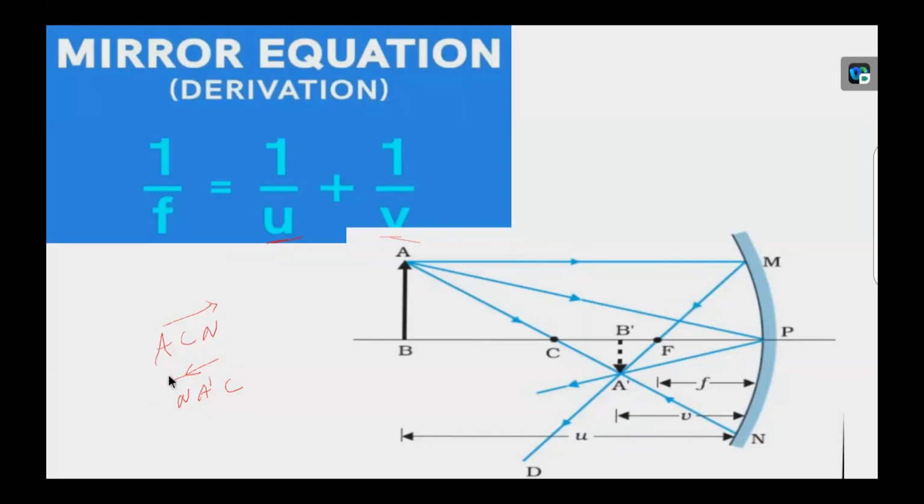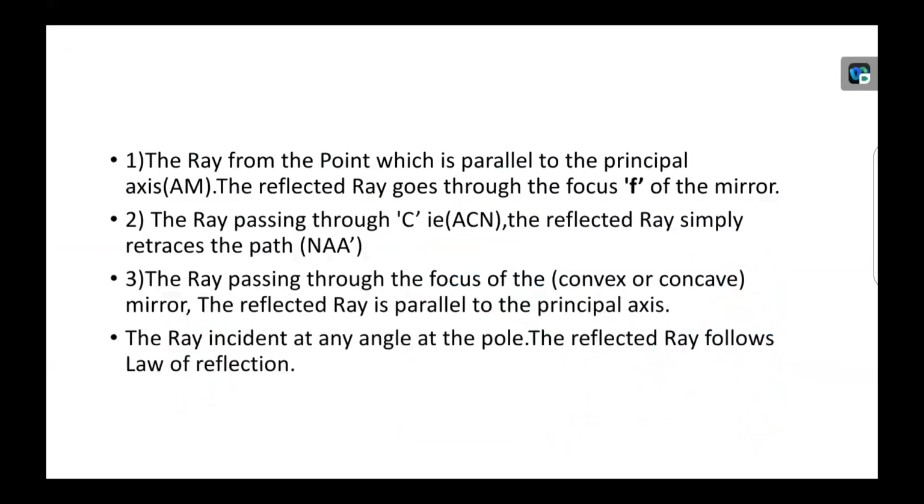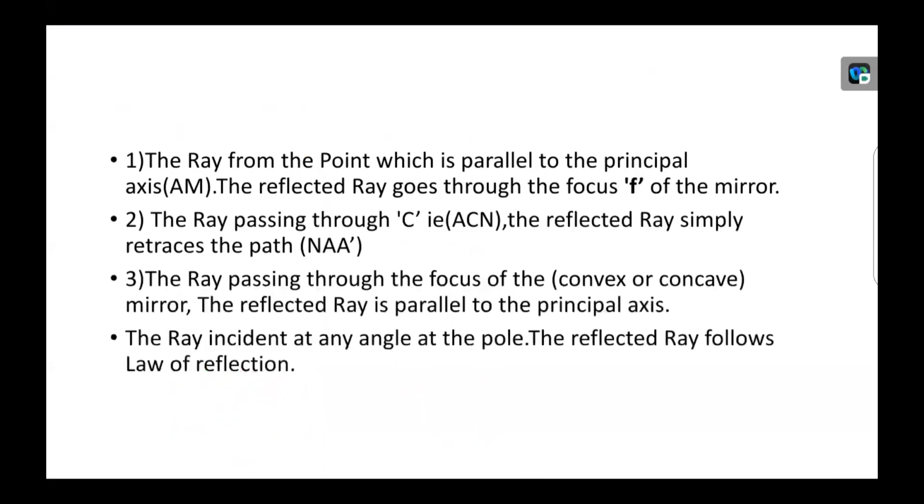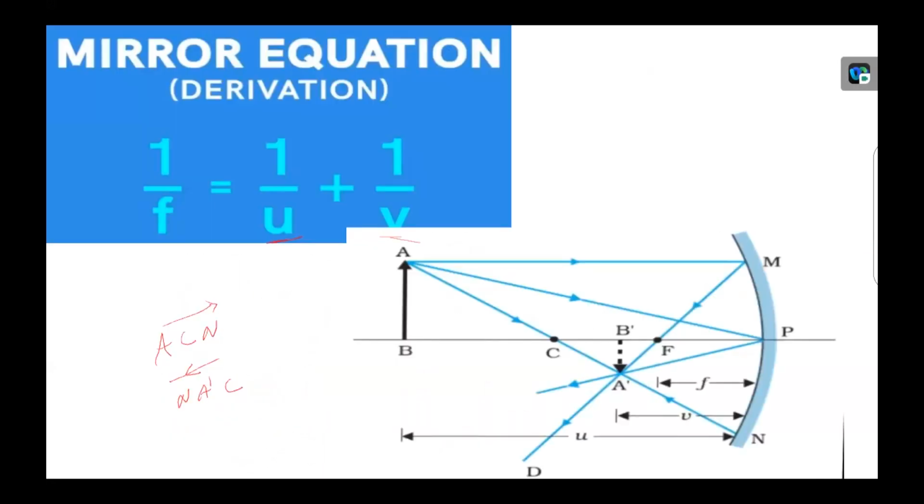But in the previous three rules, in the first rule the reflected ray passes through the focus, and in the second rule the ray passes through the focus and after reflection it is parallel to the principal axis. Third rule, if the incident ray makes some angle, with the same angle it will be reflected back. Using these four rules, three diagrams we have shown, and a fourth one we can observe in the diagram itself. There we have the light ray passing through the center of curvature without deviating. It retraces its path in the same way.